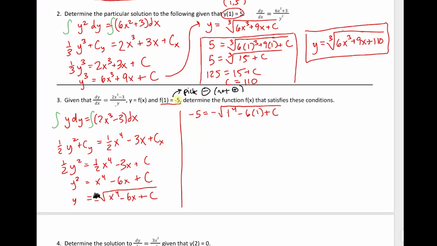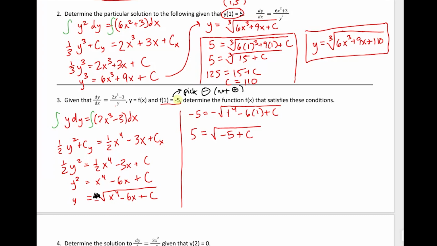Now, both of these sides of the equation have a negative, so I can either multiply or divide both sides by negative 1 and effectively get rid of those negatives. So I have 5 equals the square root. We've got 1 minus 6. It's going to be negative 5 plus c.